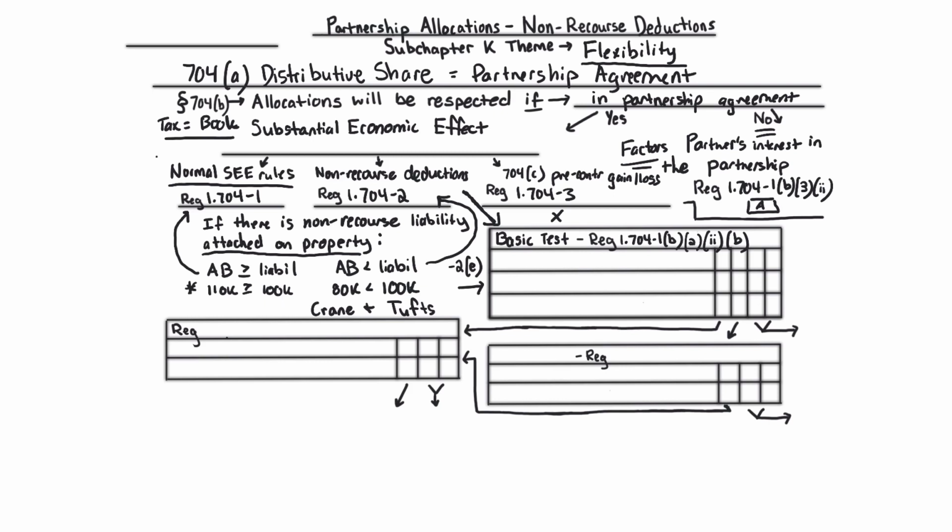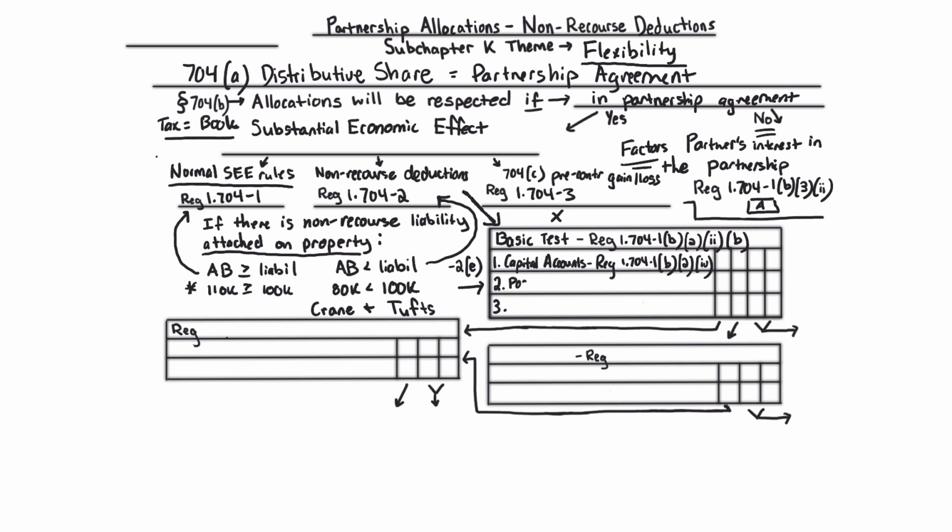The first place we're starting is the old basic test of the SCE rules. Just follow with me. This is what we do. We start with the basic test and we ask, is the basic test met? Just to remember, again, if you need to go back to my other video, please do. There are 3 requirements of the basic test. The first is that the capital accounts are maintained in accordance with Reg 1.704-1(b)(2)(iv). This is basically GAAP, generally accepted accounting principles, following books. So the capital accounts are going to be maintained following books.